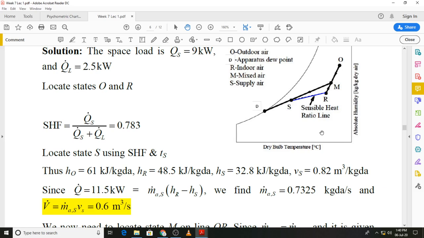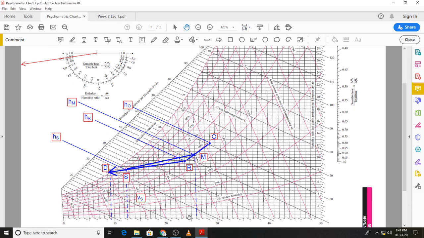Because we have located states O, R and S, you will see that we will be able to find out the mass flow rate in terms of kilogram dry air per second. And once you have the mass flow rate, and we also know the specific volume at state S, then the volume flow rate is simply the mass flow rate times the specific volume, which comes to 0.6 cubic meters per second. Now I will go to the psychrometric chart and show you the steps that we have gone through up to this point in the solution.